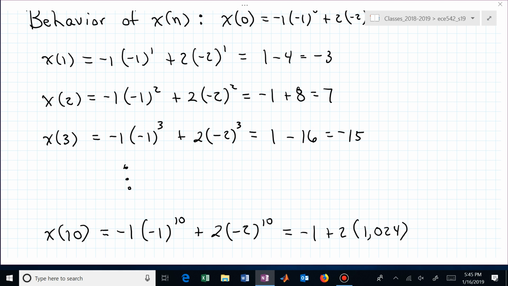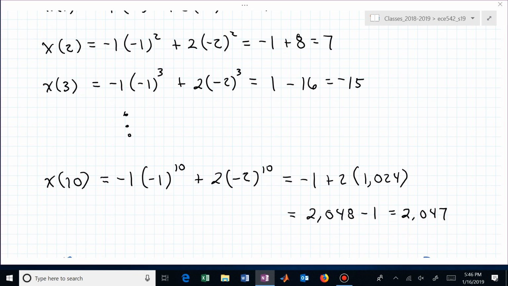Suppose we plug in 10. Since we're electrical engineers, maybe we remember powers of 2. 2 to the 10 is now 1024, and that now gives us a value of x 10 samples in from the initial condition at 2047. We started at 1, and in 10 samples we're up to 2000.